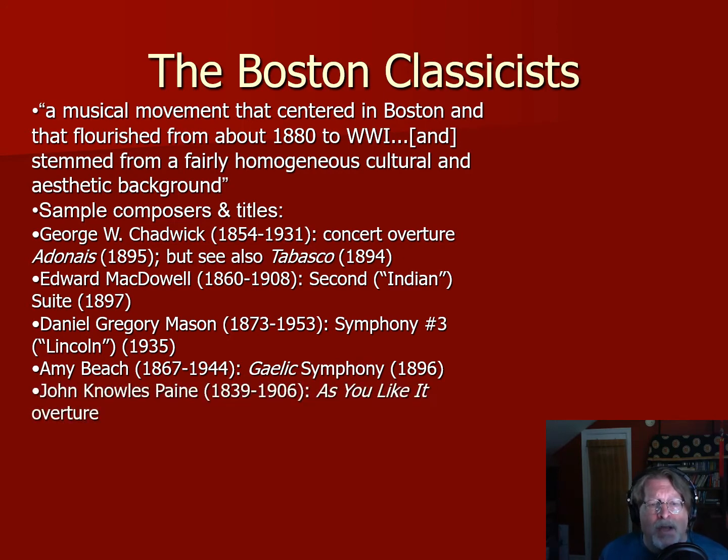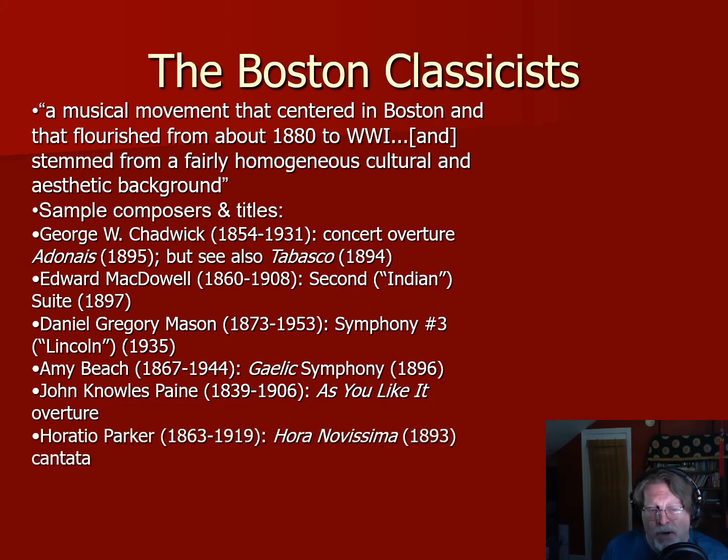John Knowles Paine, on the other hand, was quite influential because he was the founder of the composition department at Harvard University. And in fact, there is a concert hall on the campus of Harvard University, which is called Paine Hall. And as we can see here, he's likewise a composer working in late 19th century, primarily Anglo-German symphonic forms, the concert overture and the symphony, but also drawing upon programmatic topics like the theatrical characterizations of Shakespeare.